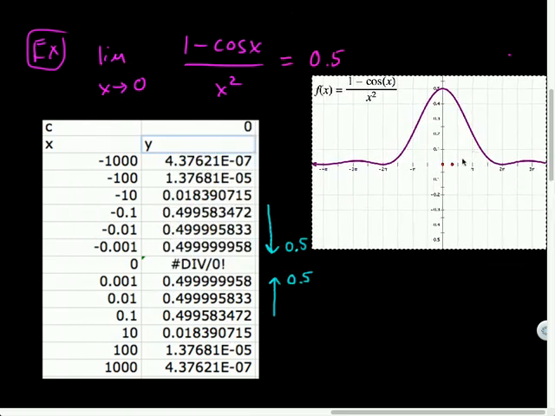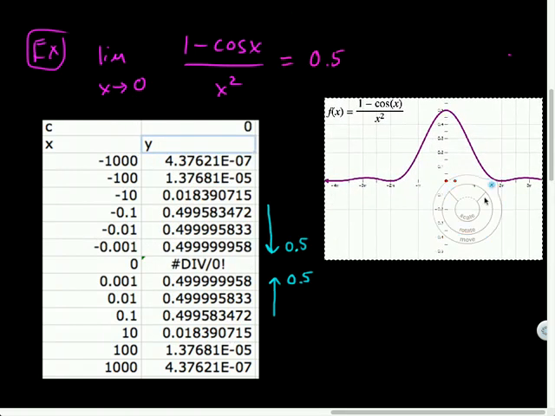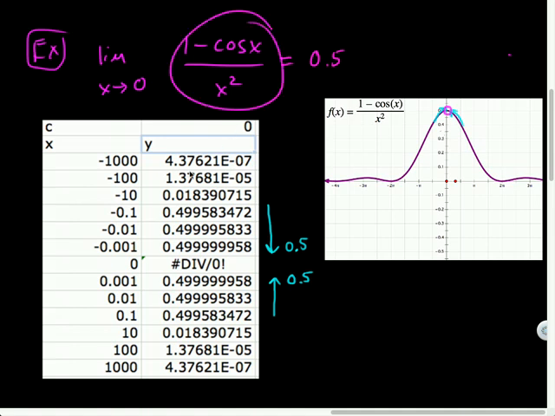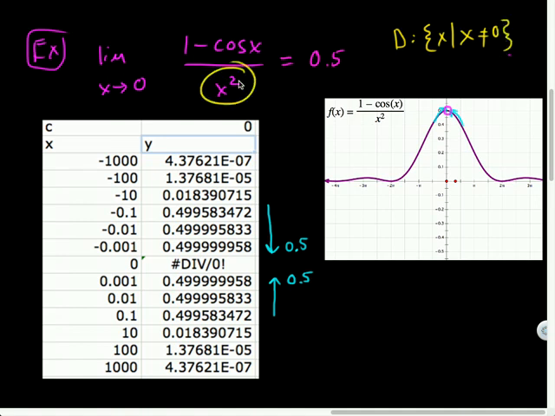It's got some wobble. But here's the graph, and you can see that it's approaching 0.5 from the left and 0.5 from the right. Graphically speaking, this would have a hole right here. It just isn't represented by the software. So you've got to be smarter than a calculator. How do you know? If I asked you what the domain was, you would have said the domain is the set of all x such that x does not equal 0, because that's when the denominator would equal 0.